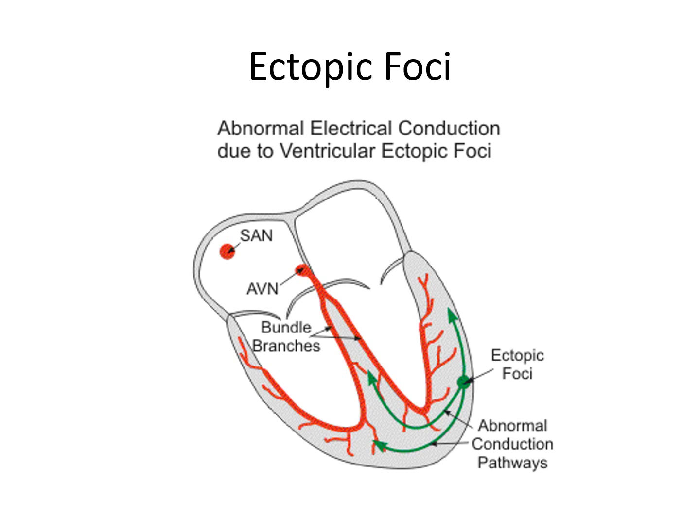Obviously, that's not the SA node, that's not the AV node, but it's some other foci, a little small area of the heart that's irritable and may decide to initiate an impulse on its own. So obviously you can see from this picture that the conduction pathways are completely different than if it had originated in the SA node. Okay.